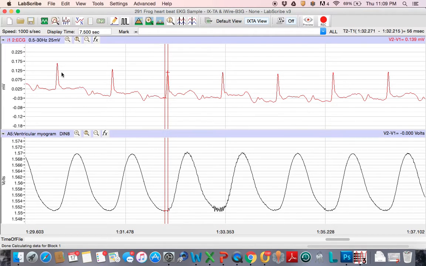T2 minus T1 in this case is around 56 milliseconds or so. But you can see how it's starting. That's electrical depolarization happening here. Mechanical event, that onset is right there. So that's the main idea that they wanted to get out of this.